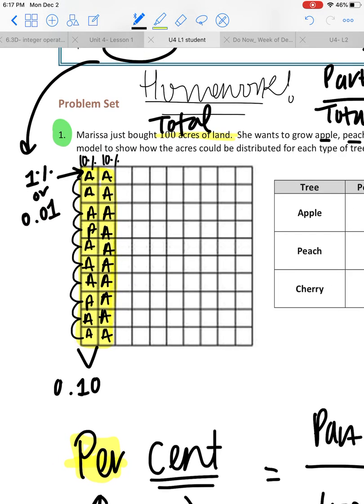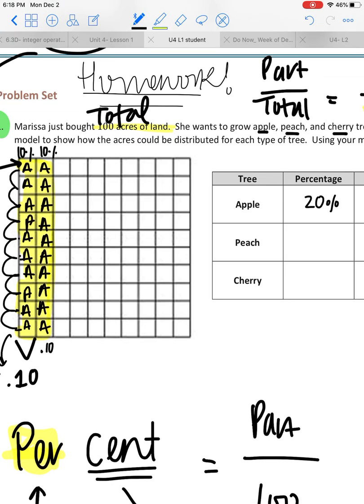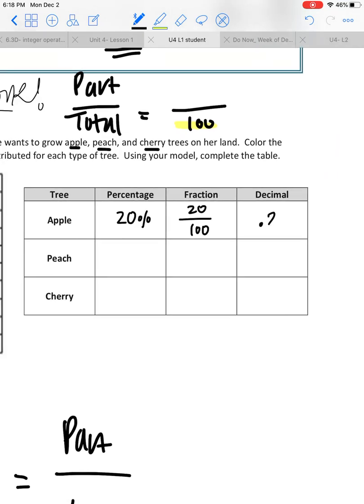And my decimal, because if this is 0.01, then in that case, I'm going to go ahead and count again. This would be 0.01, 0.02, 0.03, 0.04, 0.05, 0.06, 0.07, 0.08, 0.09, 0.10, which is what I have here. Then this is also 0.10, and in total that is 0.20. So I have that here.